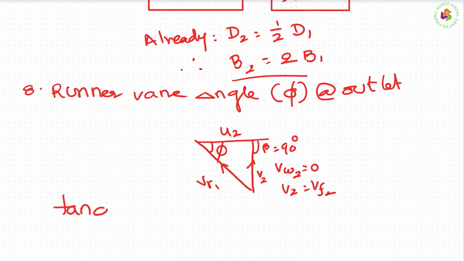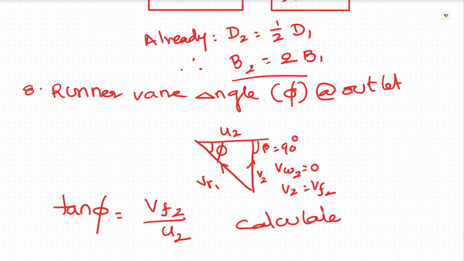So tan phi is equal to Vf2 divided by U2. Naturally, knowing these two, calculate phi. So this is over.